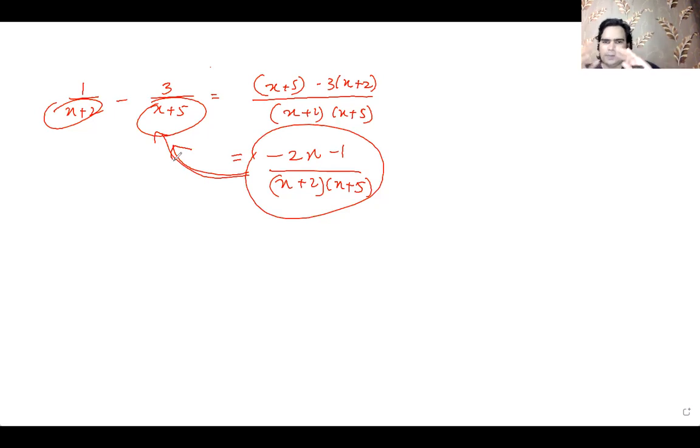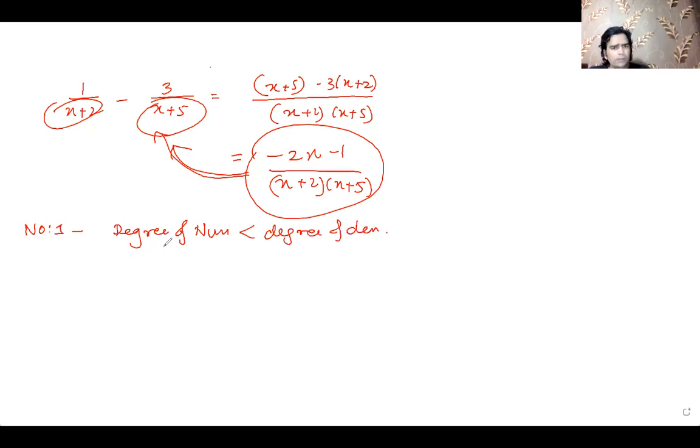The first rule I'm explaining with partial fractions is that the degree of the numerator is lesser than the degree of the denominator. And the second one is that all the factors you get in the denominator are non-repeated factors, or you can say distinct factors. For example, x plus 2, x plus 5, or any other additional roots like x plus 3. These are called individual or distinct factors.